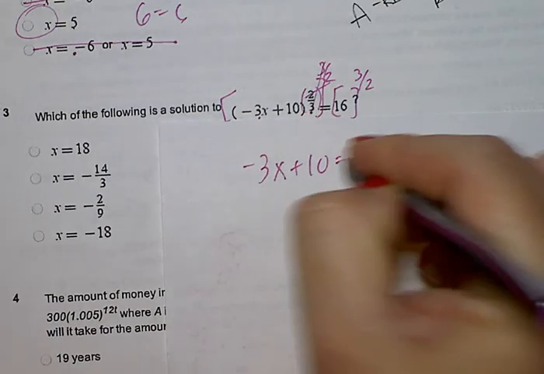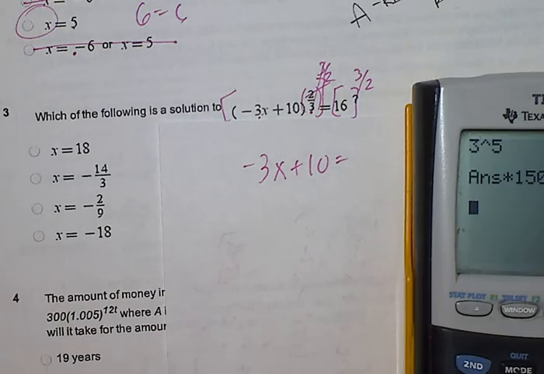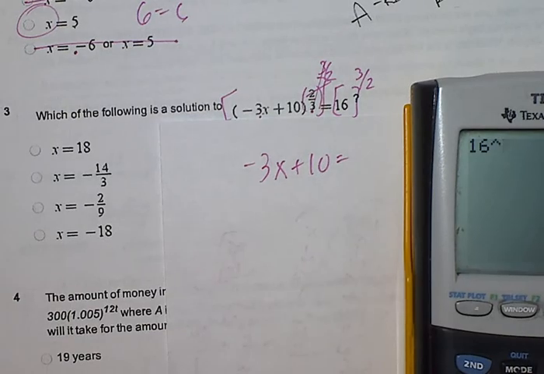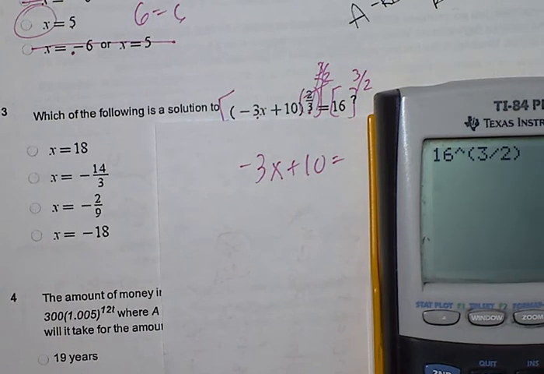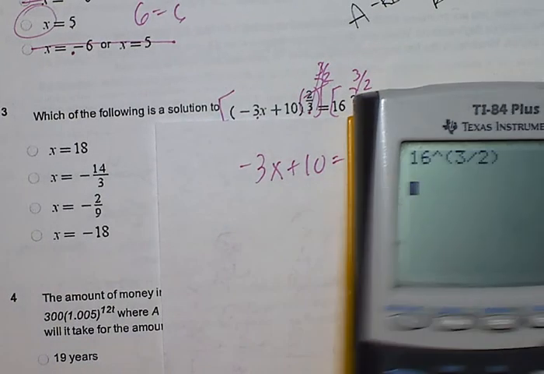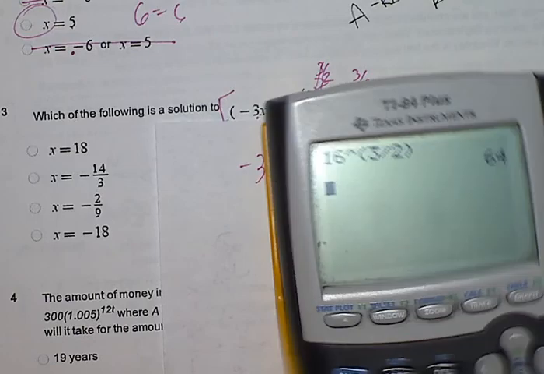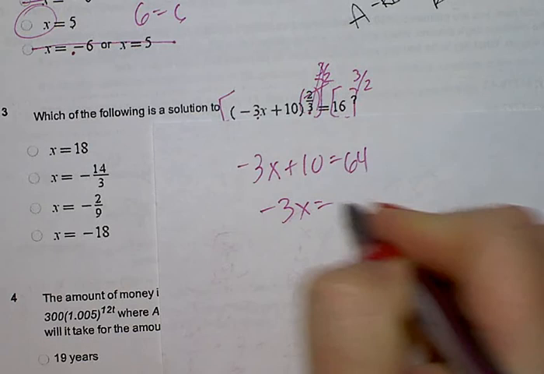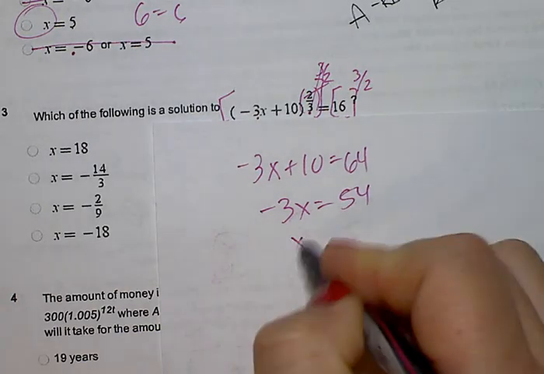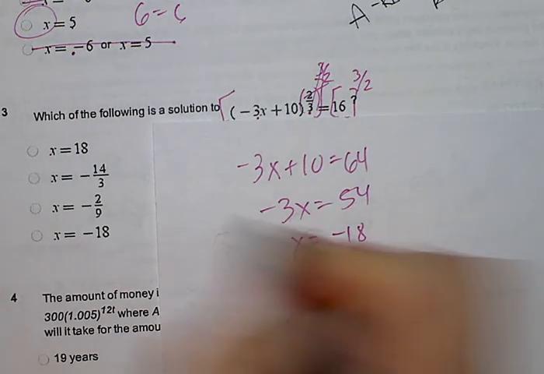Now on your calculator, this is a common mistake. When you're going to raise 16 to a number, if that number is a fraction, you have to keep it in parentheses. Otherwise, you'll have the wrong answer. So 16 raised to the 3/2 power is an answer of 64. I'm going to subtract 10 from the opposite side, divide both sides by -3, and I get an answer of -18.